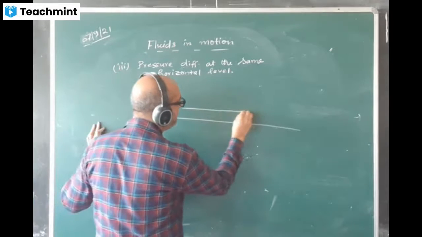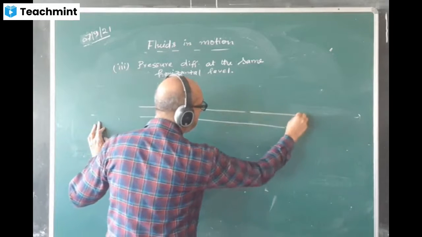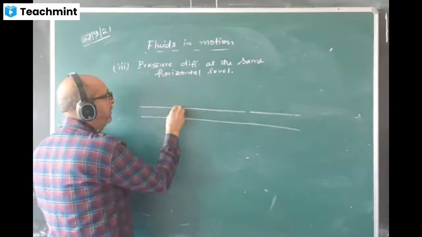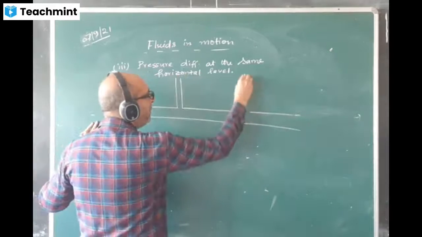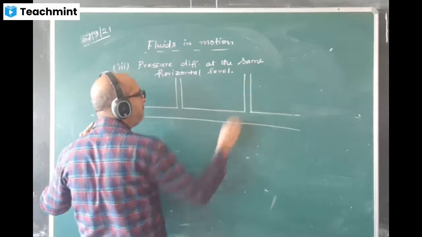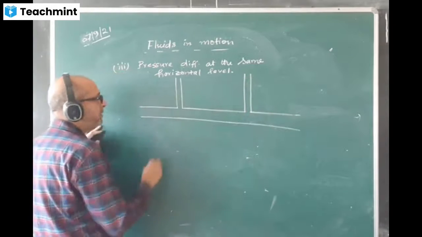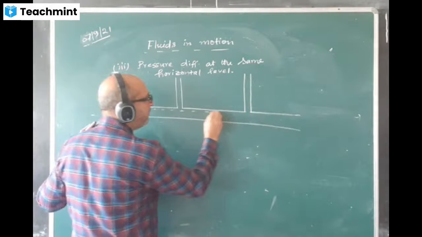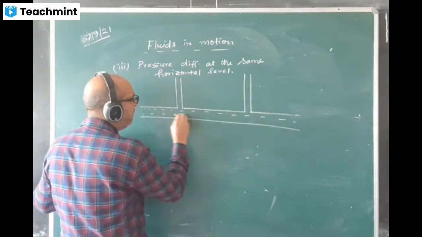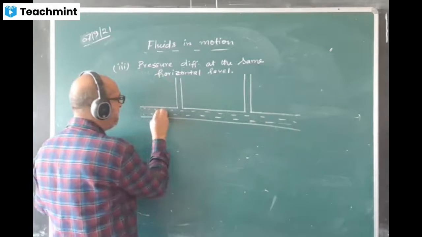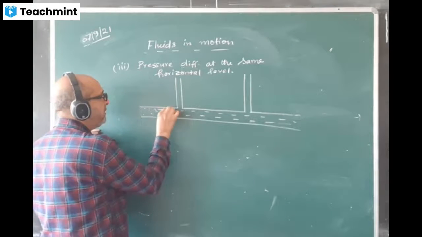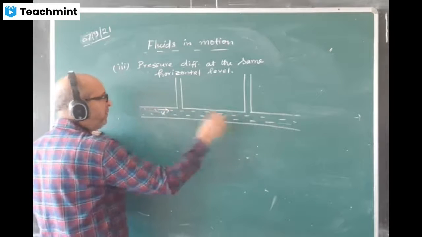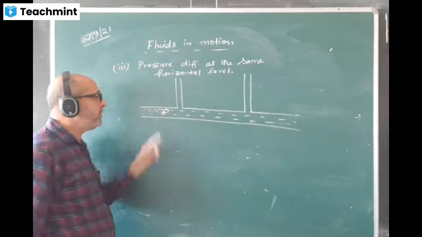Like this. Here we will have a diagram like this, and here liquid is flowing in this direction. The small v is the velocity.